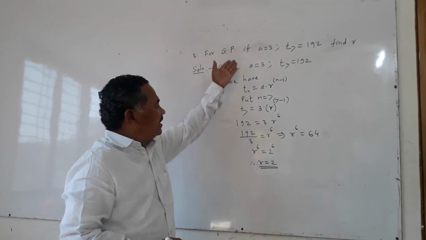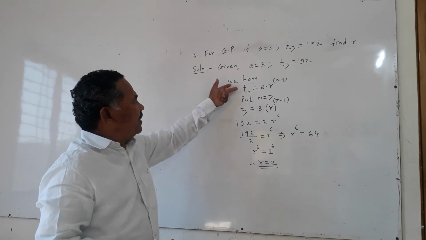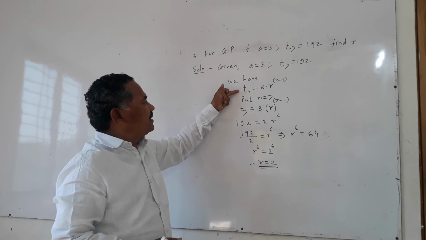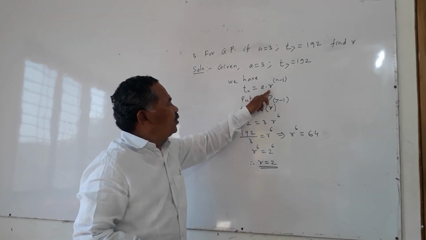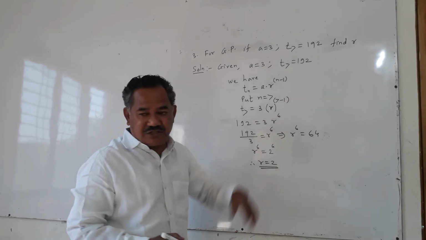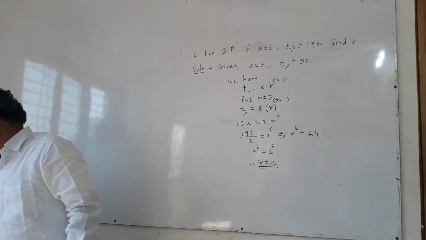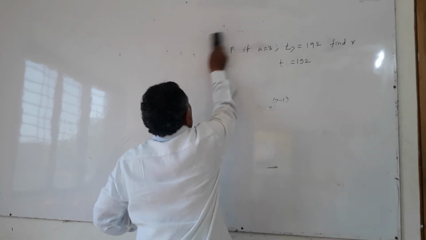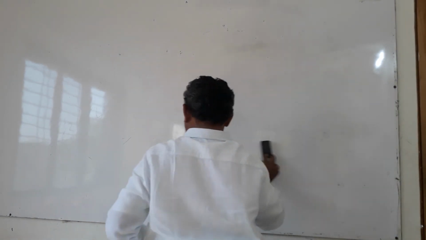Here we have to ask in this manner. Only this formula we apply. The formula for the nth term of a GP is t sub n equal to a into r raised to n minus 1. Here we replace n equal to 7 because t7 is given. In this manner we evaluate this example. Remember carefully in our mind. Then see here, next example number 4 we evaluate.